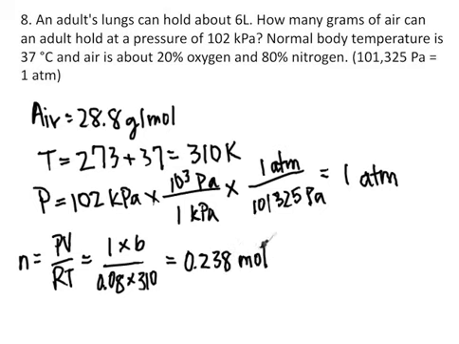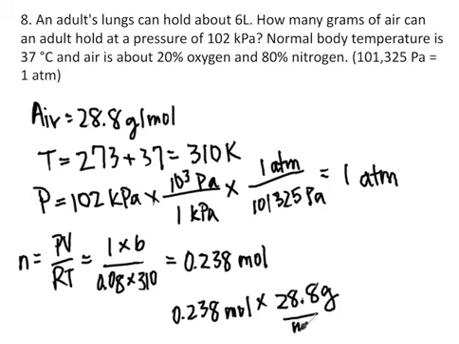of air. And since we have the molecular weight of air, then we can figure out the mass, right? So 0.238 moles times 28.8 grams per mole. This equals about 6.85 grams of air.